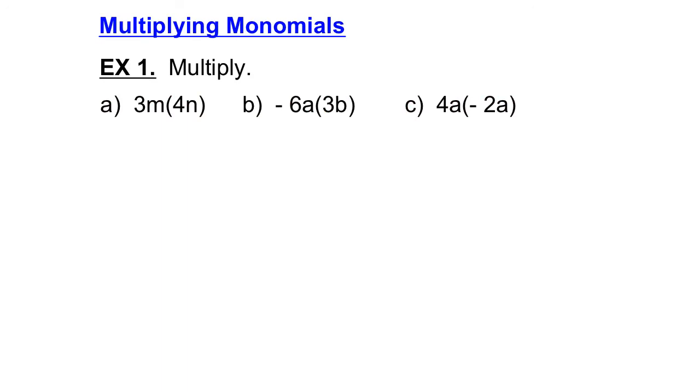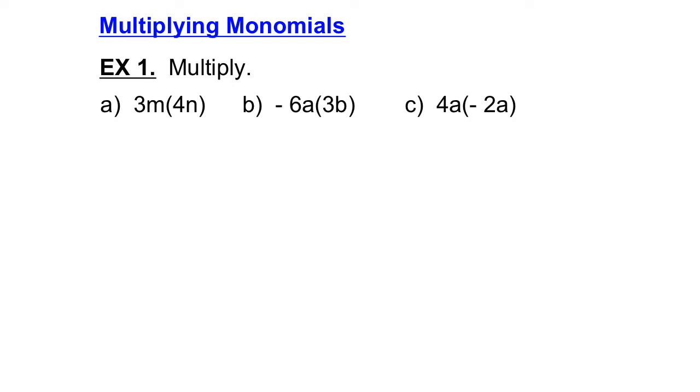I'm first going to talk about multiplying monomials. Remember what a monomial is. A monomial is a polynomial with one term. So when I'm multiplying monomials, I'm multiplying expressions with one term. Here's one term, 3m, multiplied by another one term, 4n. Here I have a monomial multiplied by a monomial multiplied by a monomial.